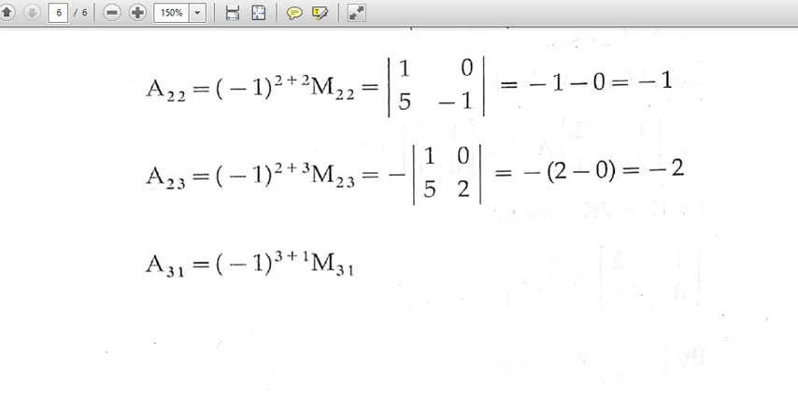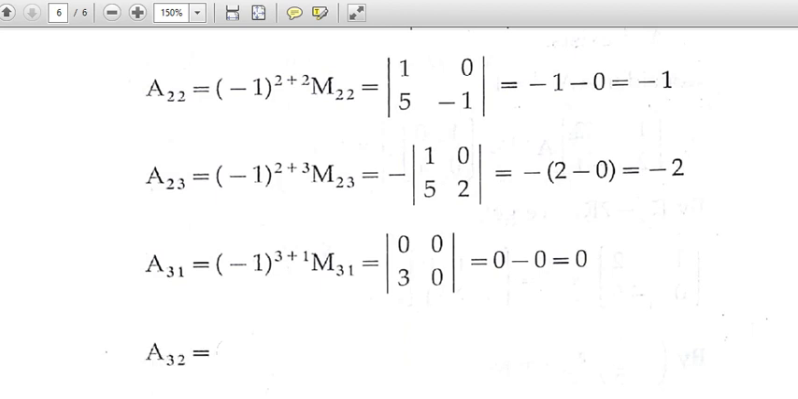Next is A31, that is minus 1 raised to 3 plus 1 into M31. Now minus 1 raised to 3 plus 1 is minus 1 raised to 4, and 4 is an even number. So the result is plus 1 into M31. Now M31 means the minor at position 3, 1. For finding the minor, we have to delete third row, first column. So after deleting third row, first column, we get 0, 0, 3, 0. The expansion of the determinant is 0 into 0 is 0 and 3 into 0 is also 0. So 0 minus 0 is 0.